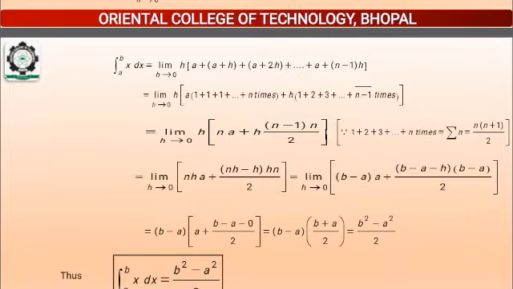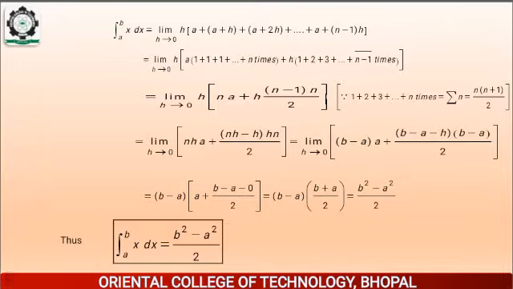In place of nh we put b minus a, and in place of h we put 0. So this is (b minus a) in bracket a plus (b minus a)/2. This is (b minus a)(b plus a)/2. This is (b square minus a square)/2. Hence the integral from a to b of x dx equal to (b square minus a square)/2.